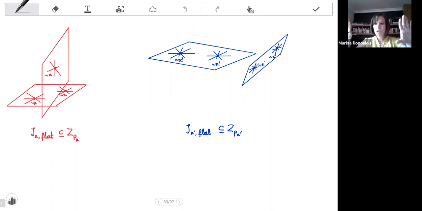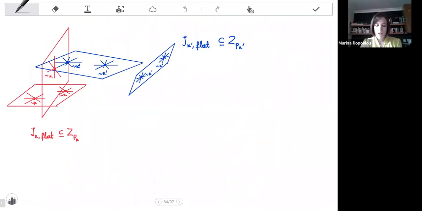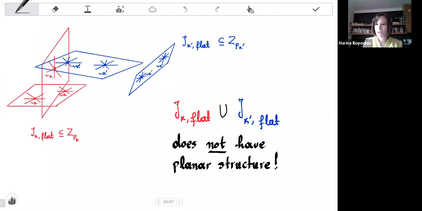So each has planar structure, but if one picture falls on top of the other, like this, then we see that there is a line here in the intersection of the two planes that contributes to joints on the red one and contributes to joints on the blue one. And that's a big problem. So a union of things with planar structure doesn't have to have planar structure. So that is I guess the harder part of this argument. How do you pick out big subsets of these two sets such that their union has planar structure?